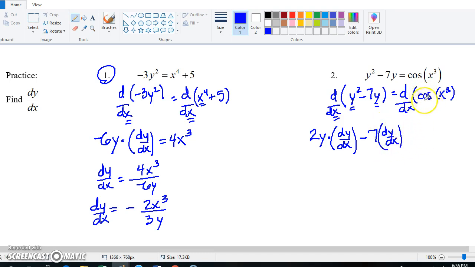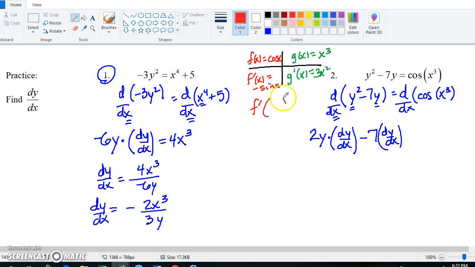The right-hand side. Oh, here we have a chain rule problem. So the outer function is the cosine of x. The derivative of cosine of x is negative sine of x. The inner function is x cubed. The derivative of x cubed is 3x squared. Remember the chain rule says, take the derivative of the outer function composed with the inner function times the derivative of the inner function. The chain rule just happened.